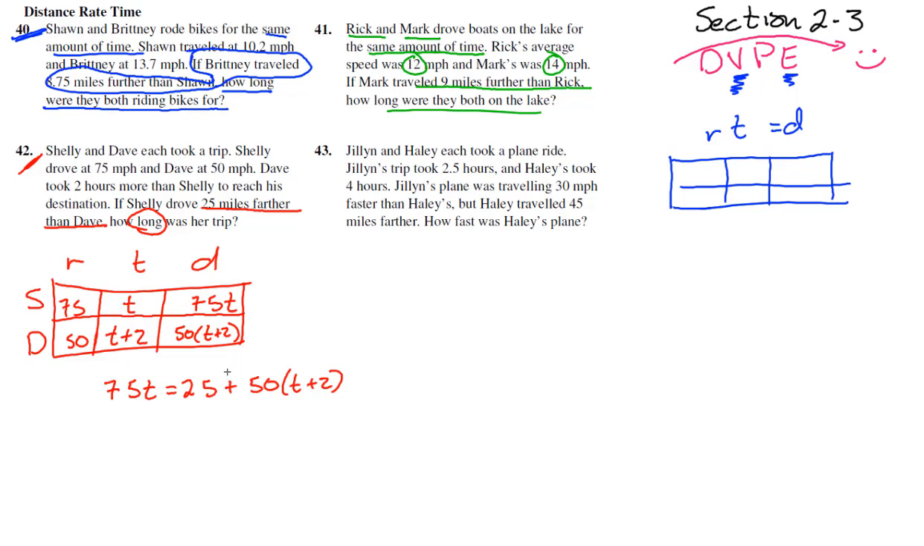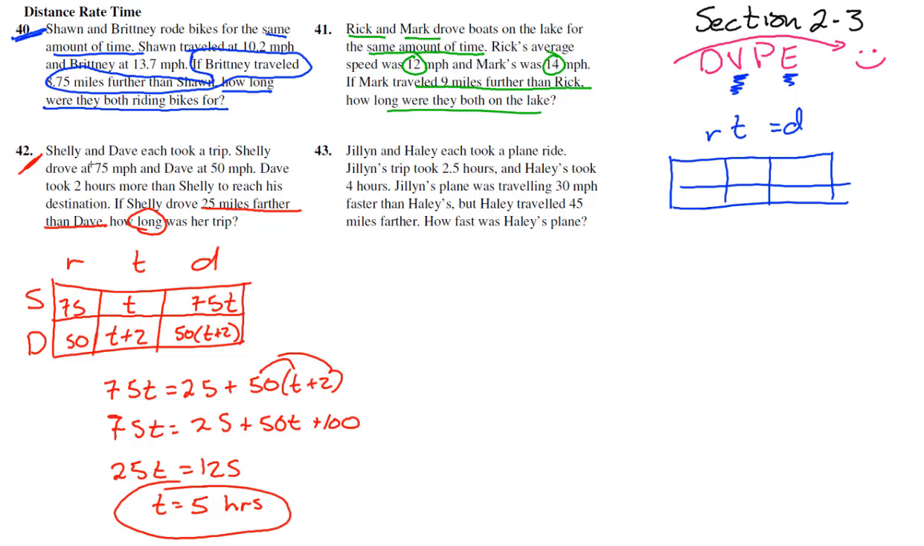Can we solve this? Sure we can. Get rid of the parentheses, and we get 75t equals 25 plus 50t plus 100. Subtract 50t from both sides, and we get 25t equals 125. And the time then is 5 hours. So how long was her trip? It was a 5-hour trip. That means Dave drove for 7 hours. There we go. I like it.